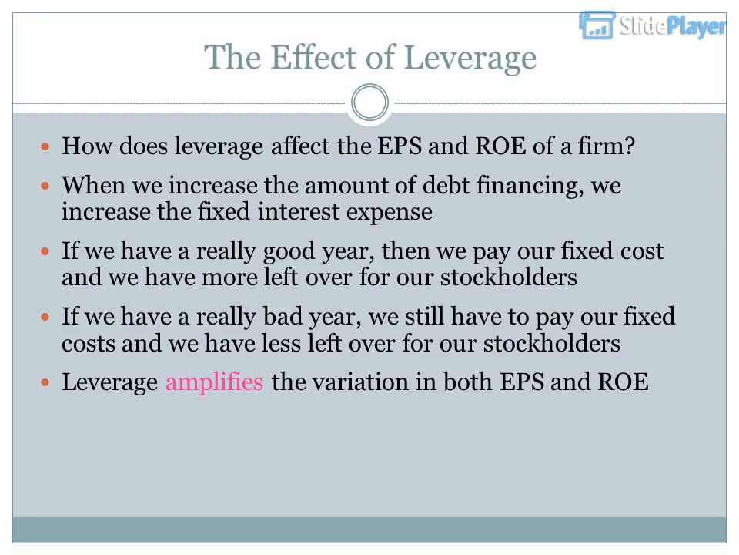The effect of leverage. How does leverage affect the EPS and ROE of a firm? When we increase the amount of debt financing, we increase the fixed interest expense. If we have a really good year, then we pay our fixed cost and we have more left over for our stockholders. If we have a really bad year, we still have to pay our fixed costs and we have less left over for our stockholders. Leverage amplifies the variation in both EPS and ROE.